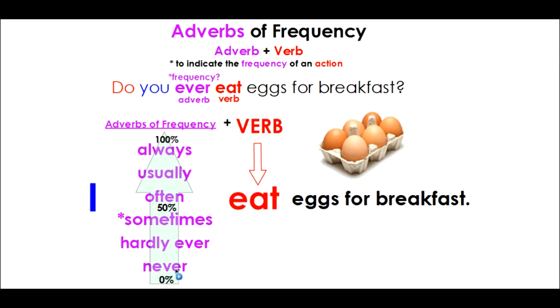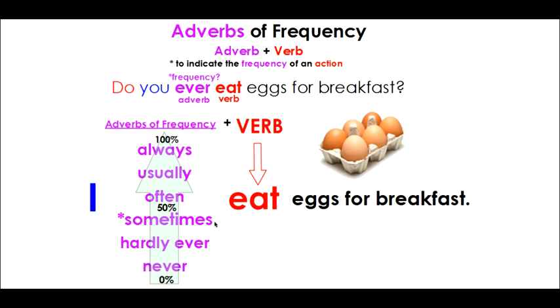Okay, so for example, the question, do you ever eat eggs for breakfast? My answer can be, I always eat eggs for breakfast. Or, I sometimes eat eggs for breakfast. Or maybe, I never eat eggs for breakfast. Now, remember, the adverb of frequency is always before the verb, before the main action.